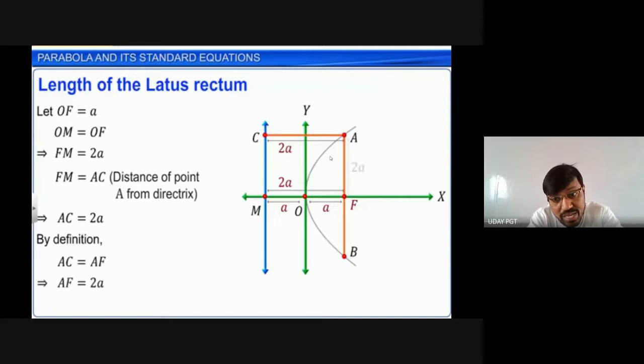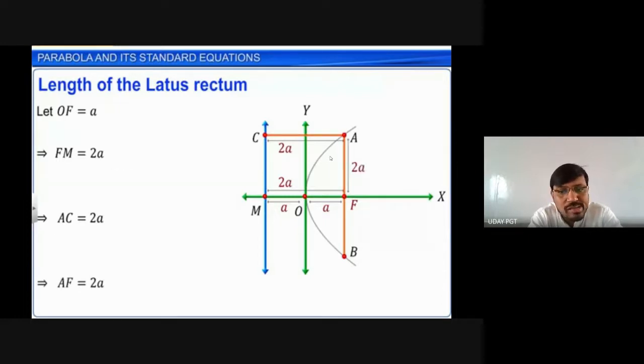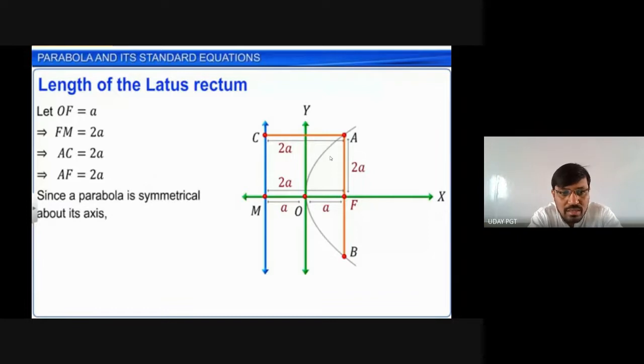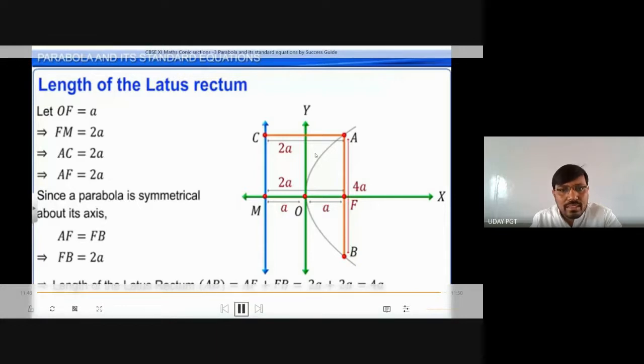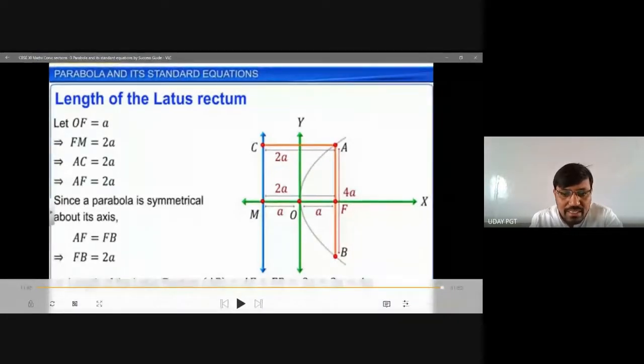When AF is 2a, FB is also equal to 2a, because the parabola is symmetrical about its axis, the x-axis. So AF is equal to FB. Both 2a and 2a added give a total length of 4a, which is the length of the latus rectum. Did you understand here? Not only here, in all the cases, the length of the latus rectum is 4a. Okay? Did you understand?